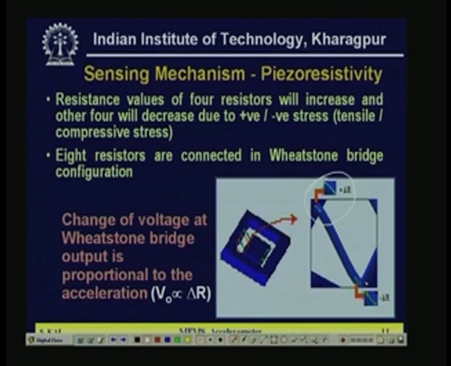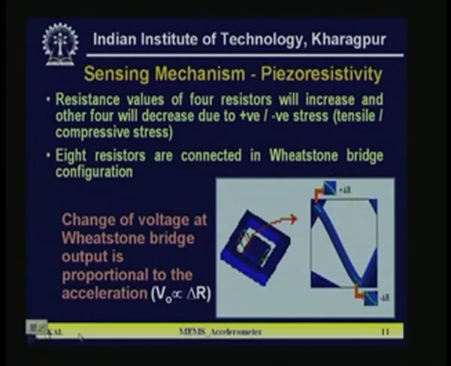So if I make, like this, the total 8 resistances, out of the 8, 4 resistances will increase and the other 4 resistances will decrease. So now the change of voltage at the Wheatstone's bridge output is proportional to the acceleration, and that is V naught is proportional to delta R, because delta R is proportional to acceleration.